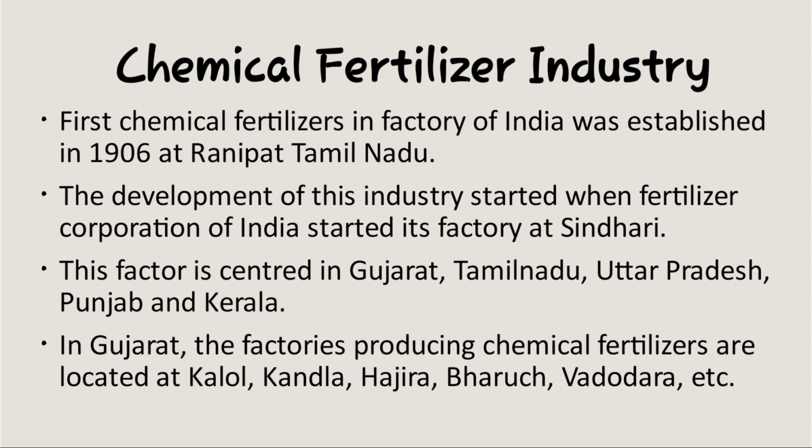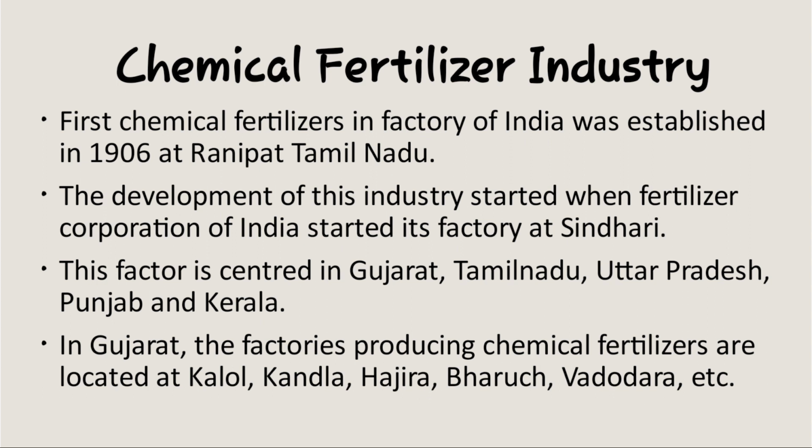Now, chemical fertilizer industry. The first chemical fertilizer factory of India was established in 1906 at Ranipet in Tamil Nadu. The development of chemical industry started when Fertilizer Corporation of India, FCI, started its factory at Sindri. Chemical industry is highly concentrated in Gujarat, Tamil Nadu, UP, Punjab and Kerala.